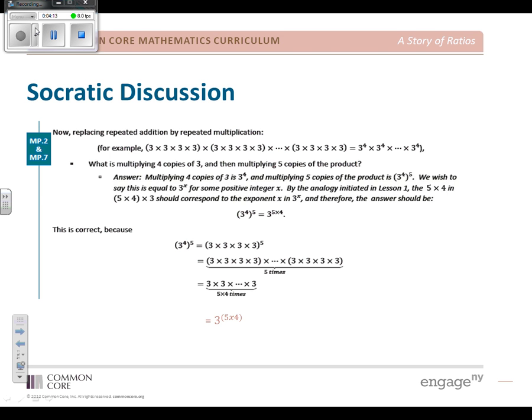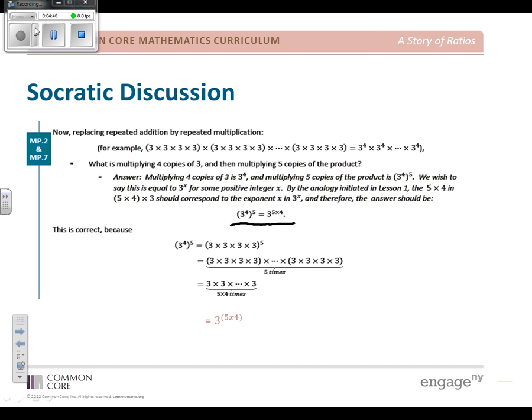Multiplying 5 copies of the product, 3 to the 4th raised to the 5th power, we wish to say this is equal to 3 to the x for some positive integer x, so it's that unknown quantity. By the analogy initiated in lesson 1, the 5 times 4 and 5 times 4 times 3 should correspond to the exponent x and 3 to the x. Therefore, the answer should be 3 to the 4th raised to the 5th power equals 3 raised to the power 5 times 4.